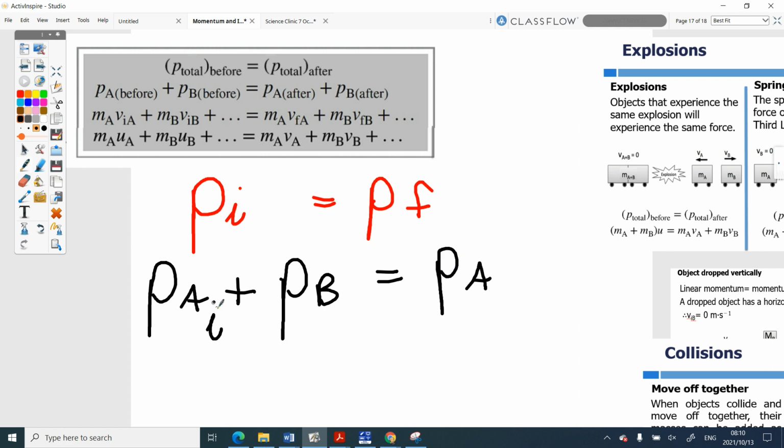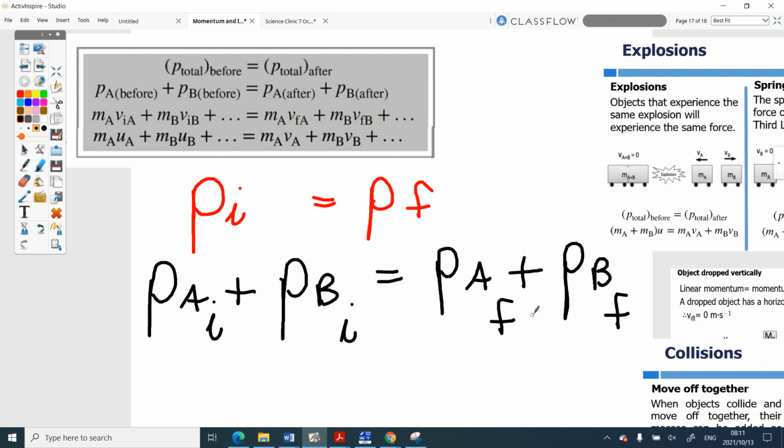So this is the initial momentum of object A, initial momentum of object B. I'm stressing this a lot, and I know it's easy, but you'll see sometimes things just go wrong. Plus the momentum of object B, final. So these are always going to be equal. Doesn't matter what collision happens.